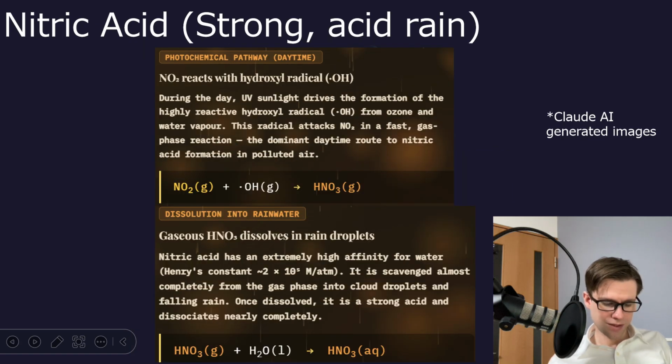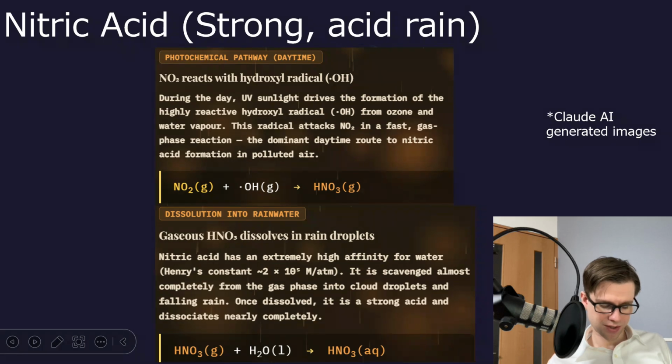All right. Now the next step is fairly complicated. NO2 reacts with hydroxyl. I think in most IB textbooks, this will just be shown as reacting with water, H2O. But in more detail, water breaks apart into OH dot, an OH radical that has an unpaired electron, once UV light separates it. That OH attacks NO2 in a fast gas phase reaction. This is the dominant daytime route when there's sunlight to break apart water molecules into OH dot. And this will produce HNO3 gas.